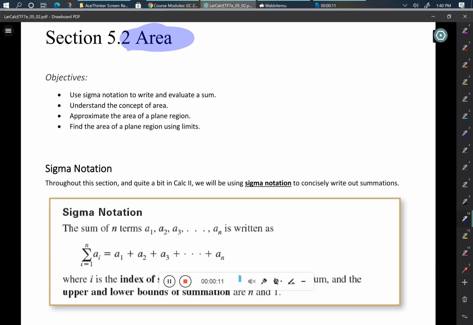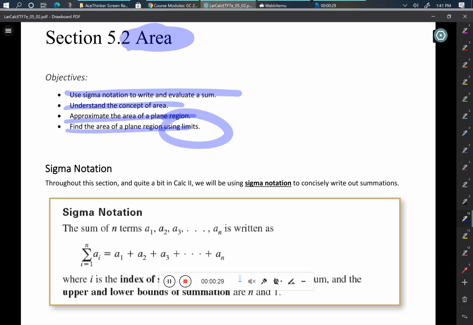All right, so our objectives are to use sigma notation to understand the concept of area as it is being used in calculus, approximate the area of a plane region, and then to find the area of a plane region using some limits. There you go, limits. Remember limits from a long, long time ago? Well, they're back. They're back to bother us again.